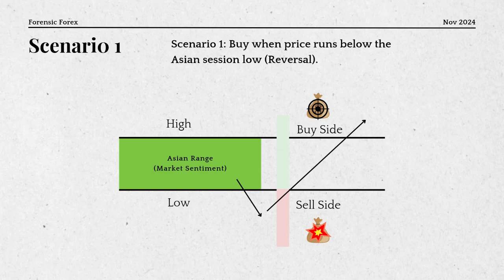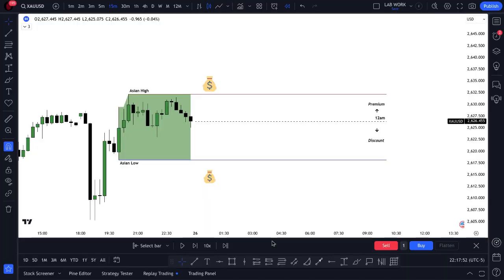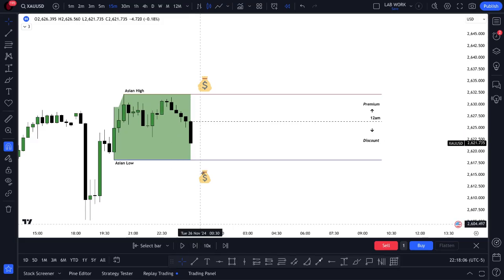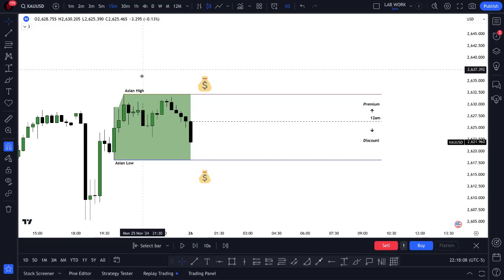So let's take a look at a recent example and a trade that I took on gold. Looking at gold versus US dollar. This is November 25th, that Asian session range that night. And we can see going into Tuesday, essentially. Let's play it forward one candle. We're on the 15-minute chart. We have our Asian session high, our Asian session low. We have our true day open at 12 a.m.